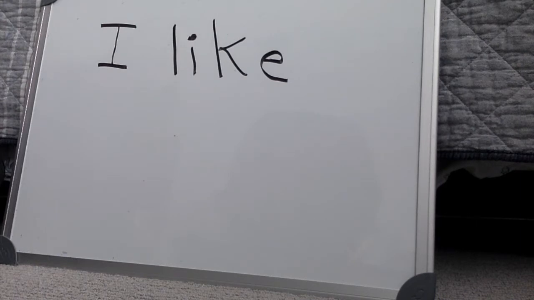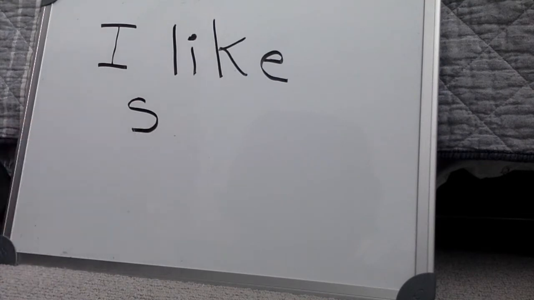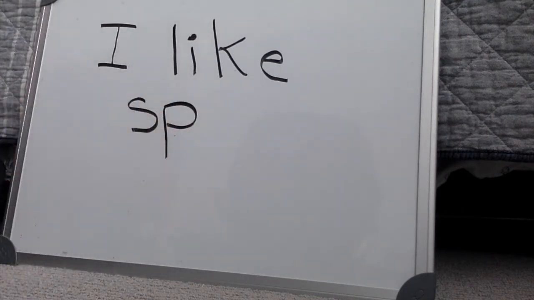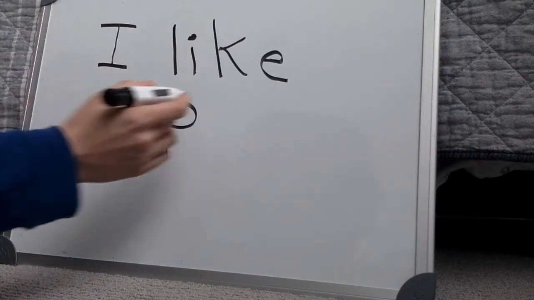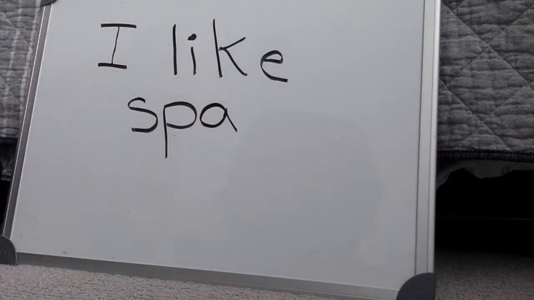Now, the word space is a little bit tricky, but we can sound out the first part together. So what do you think space starts with? S. It's an S. The next sound is P. Sp. If you wrote down a P, you're correct. The next sound is A. And the next sound is S.